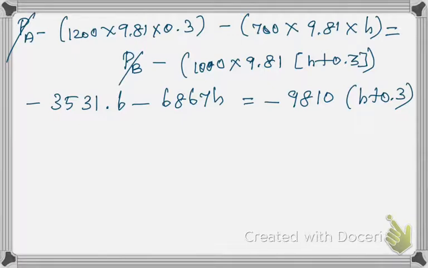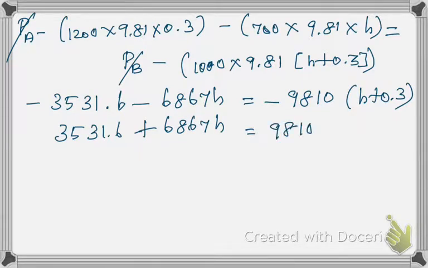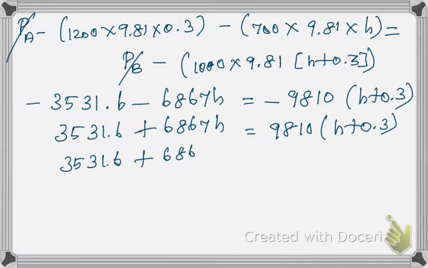Now I am cancelling off all the negative signs here. So it becomes 3531.6 plus 6867H, which is equal to 9810 of H plus 0.3. So 3531.6 plus 6867H will be equal to 9810H plus 2943. I am multiplying and simplifying it.